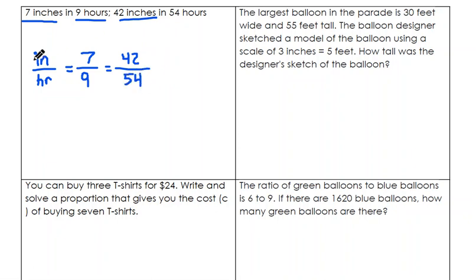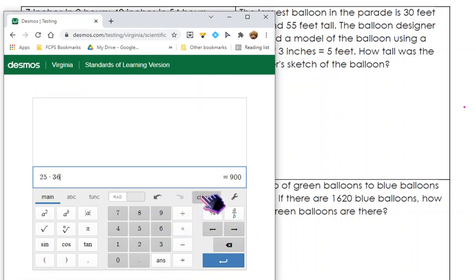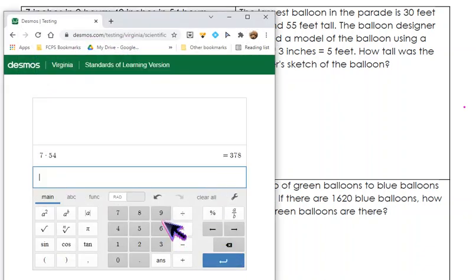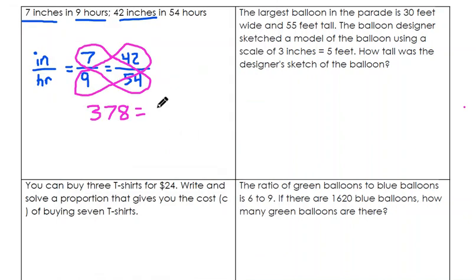All right, so it's super important to set up this word ratio to help you set up your proportion. Then once you do that, all you do is cross multiply, and you want to see if they're equal or not. So 7 times 54, let's see what that is. 7 times 54 gives me 378. And then I can cross multiply the other way. I'm going to do 9 times 42. So let's see what that is. 9 times 42 is 378. They both equal 378. So these are proportional.